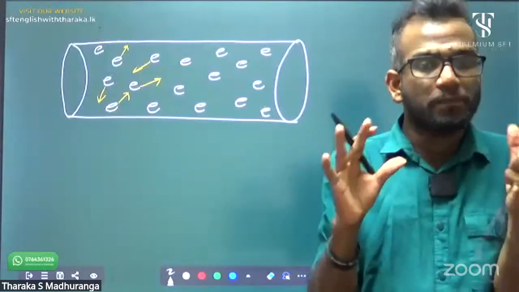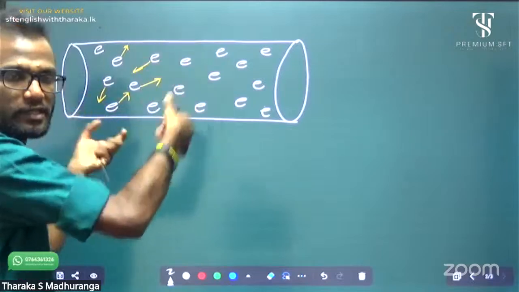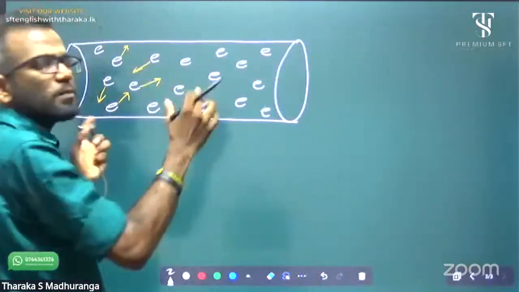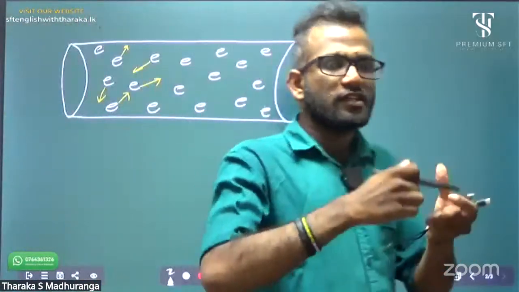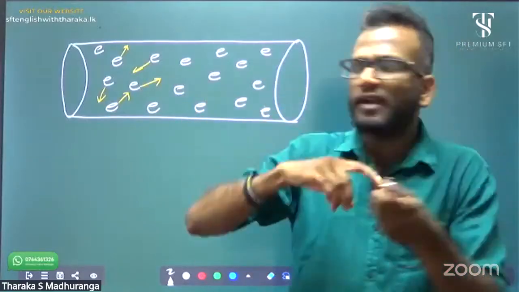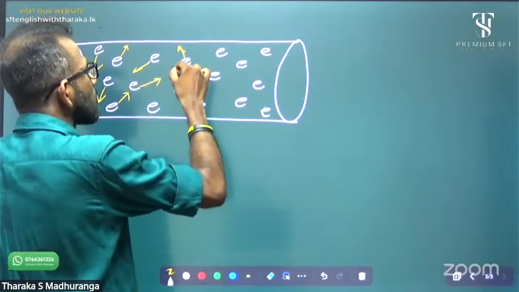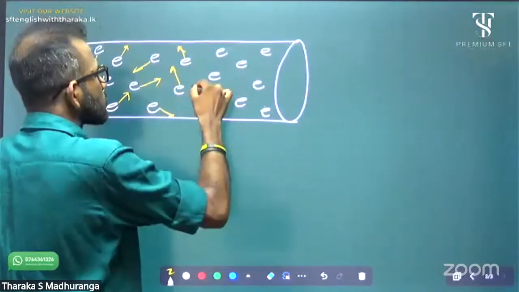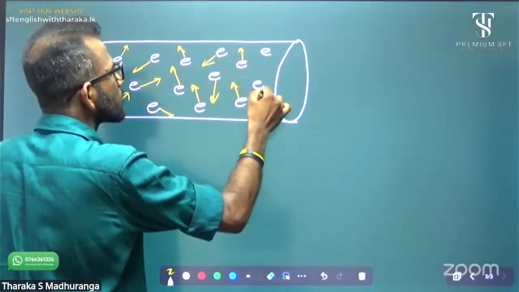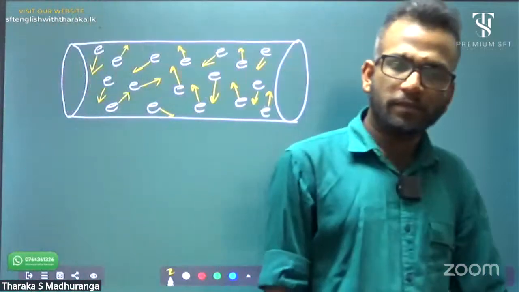if there is no potential difference, meaning it is not connected to a battery, they are randomly moving. There are no specific directions, randomly moving. We don't know what the specific direction is. This one is moving in this direction. Due to different attractions, they are randomly moving. They don't have a specific direction.